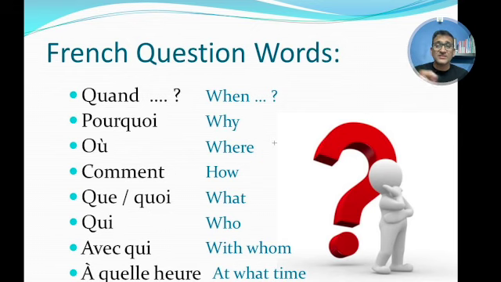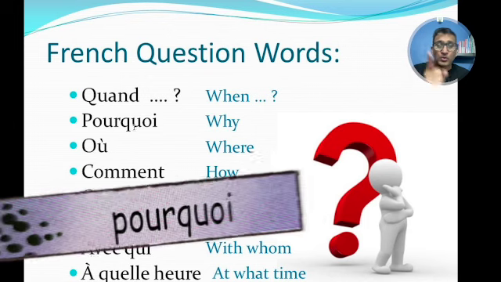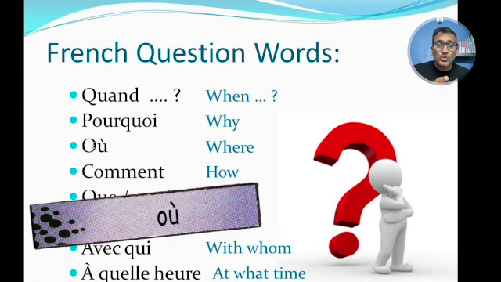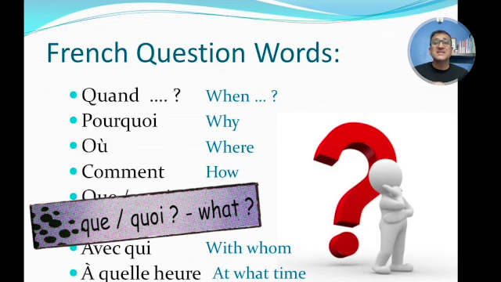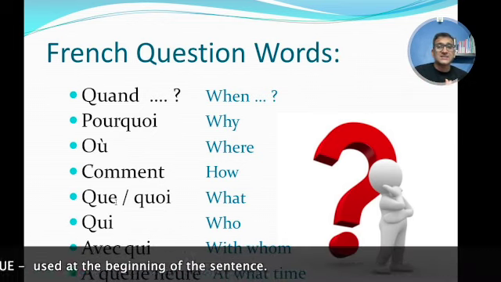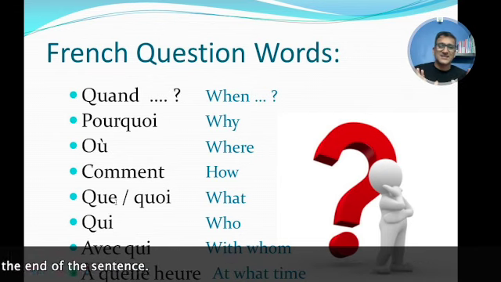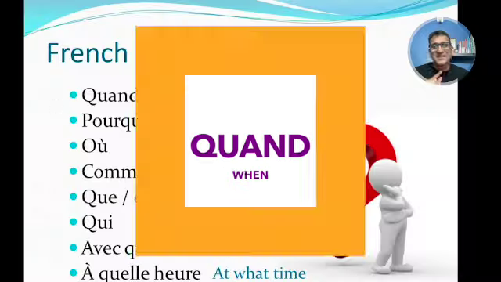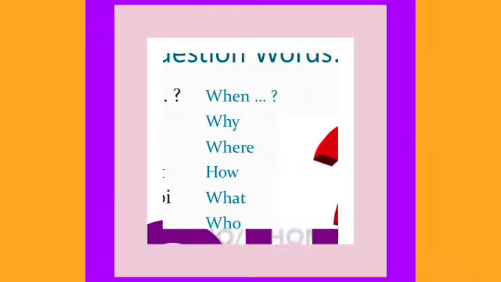So let's repeat the first four words: quand, pourquoi, où, and comment. Now the next two words, que and quoi. Que means what and quoi also means what. What is the difference? Placement of these two words. Que will be used at the beginning of the sentence if you have to use it as what, and quoi will be used at the end of the sentence. So remember, quand, pourquoi, où, comment, que, quoi, and then the next is qui, who.